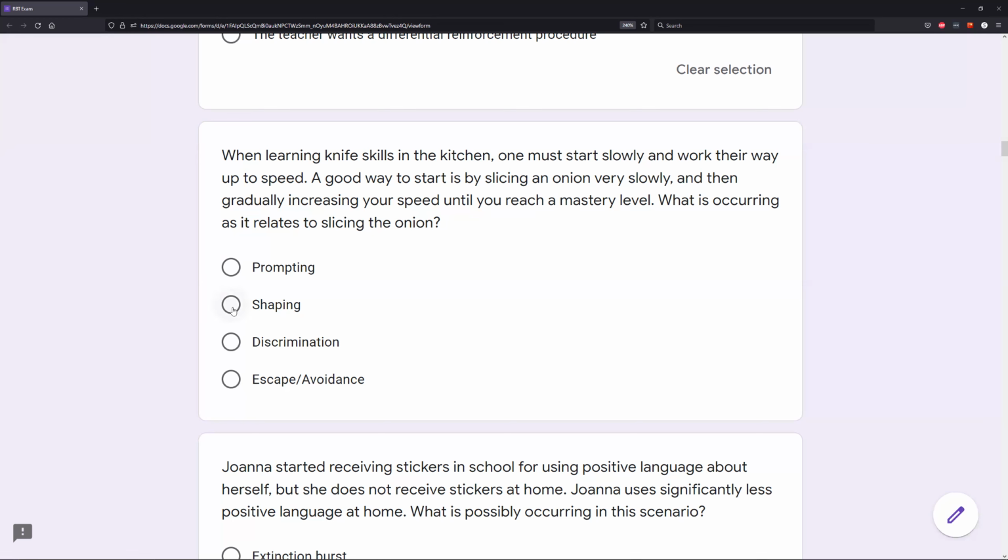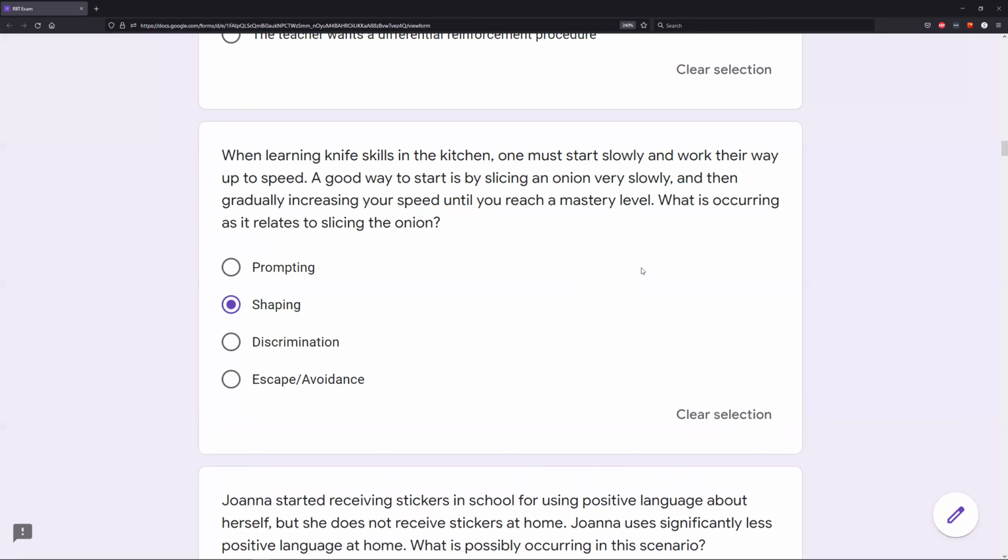Is discrimination happening? Remember, B might be our answer, but we want to read all of our answer choices. Why are the wrong answers wrong? Discrimination. Are we discriminating between two stimuli? No, we have the same response, slicing the same stimuli, okay? So one response, one stimulus, no discrimination happening, okay? We're not telling the difference between stimuli here, right? We are shaping our responses. And then escape avoidance. Are we trying to get out of anything? No, we are slicing our onion very slowly, trying to reach a mastery level. We are shaping our knife skills until we reach the level we want.